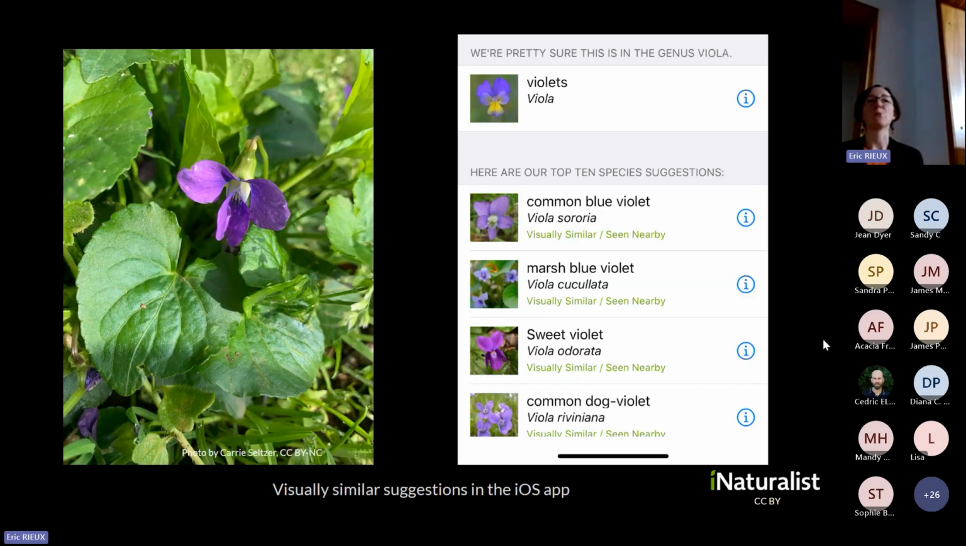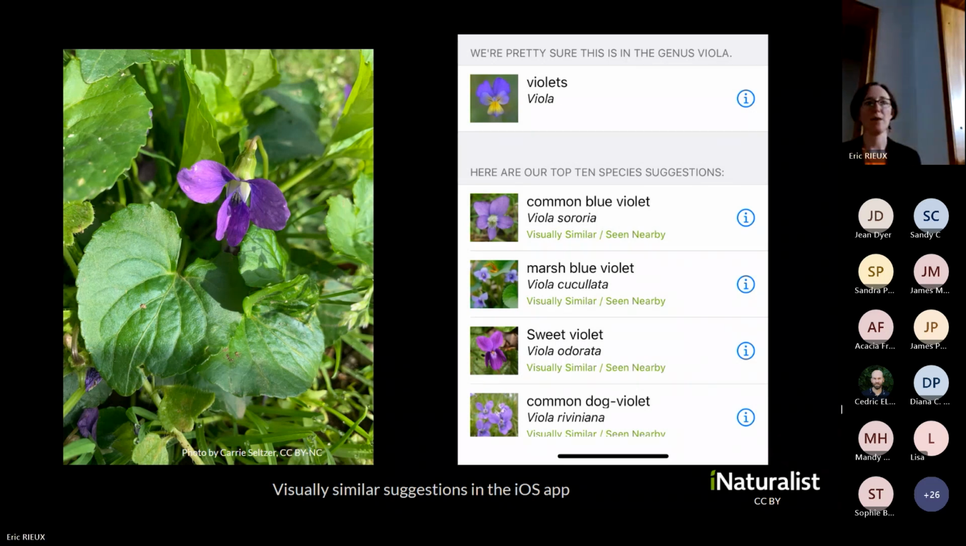So one of the things we've been able to do with all of this data is develop our own computer vision models for detecting visual similarity of species. So this is an example of a photo that I took in my neighborhood in Washington, D.C. And when you get suggestions within the iNaturalist app or on the website, you can see that the model is pretty confident that it is a violet in the genus Viola. And then it also gives some species suggestions of some of the violet species that are most visually similar.